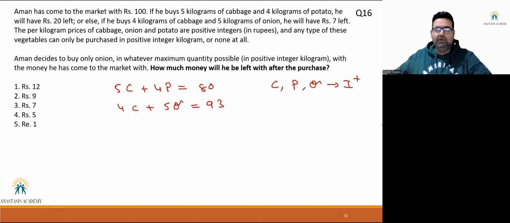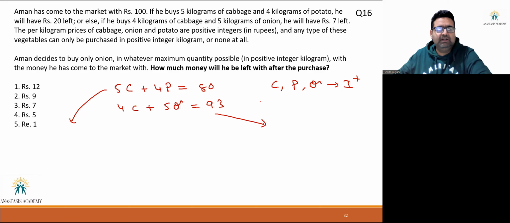So once we know that these are positive integers, this question becomes a question of integral solutions, right? So 5c plus 4p is 80 and 4c plus 5o is 93. I have to find integral solutions of both. So let us find the integral solutions of this equation and this equation, right?